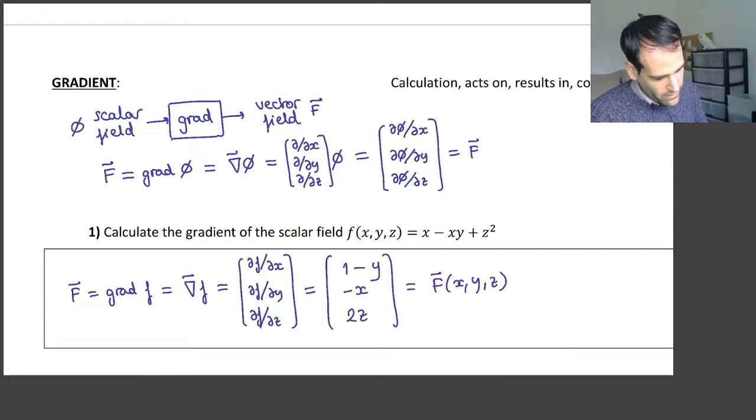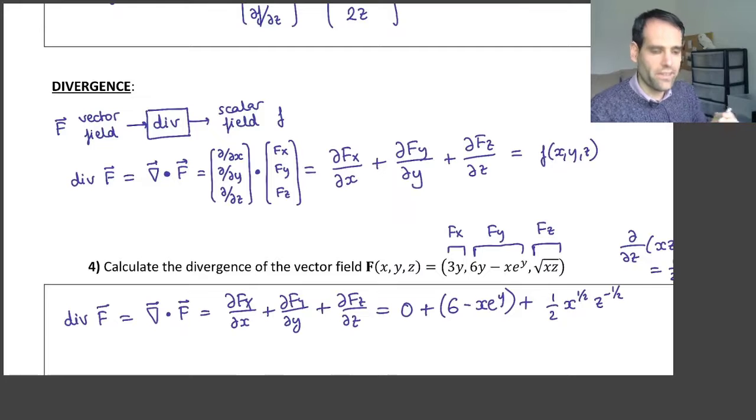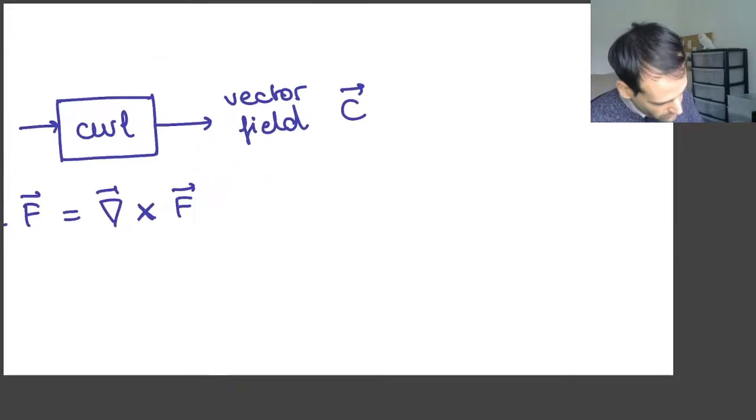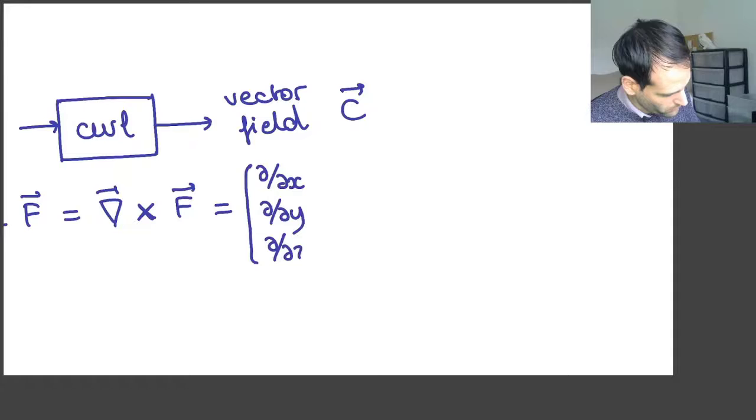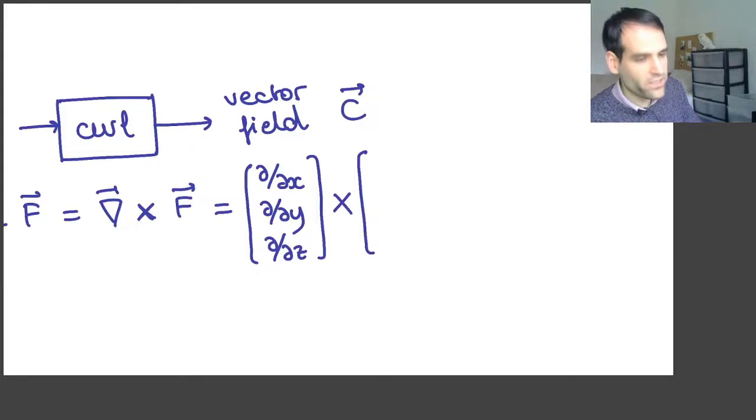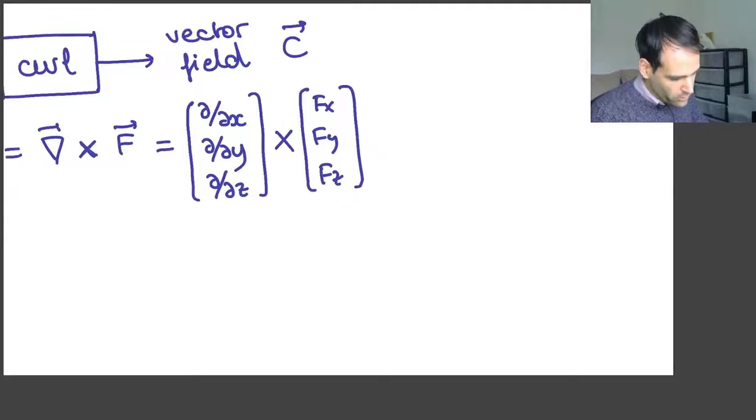So the gradient was simply apply nabla to a scalar field phi. The divergence is simply do the dot product of nabla with the field f. And the curl is simply do the cross product of nabla with the field f. Okay, so let's do that. What does it mean? It means we have this vector nabla, which has derivative with respect to x, with respect to y, and with respect to z as the three components. Cross product vector field f, which has f of x, f of y, and f of z as the three components.